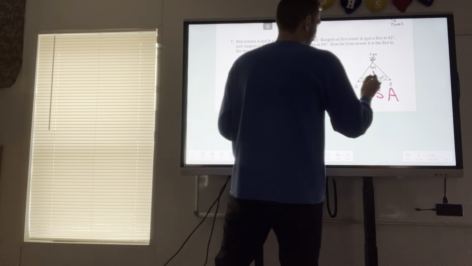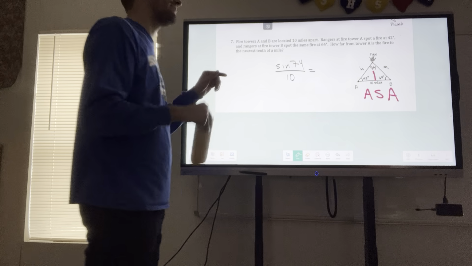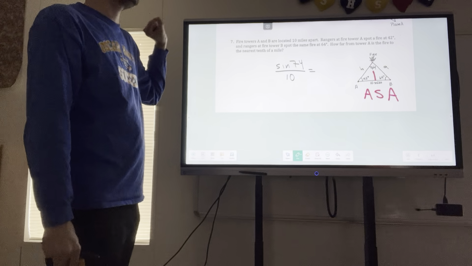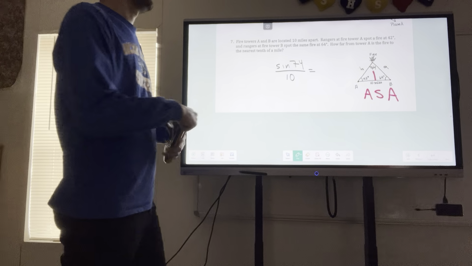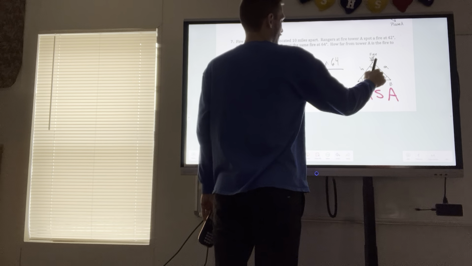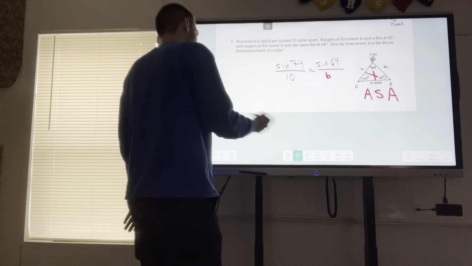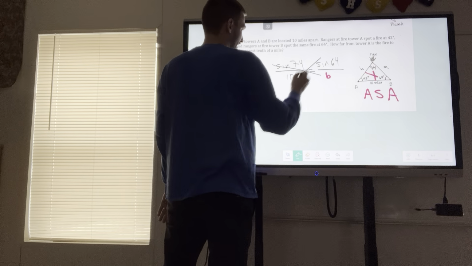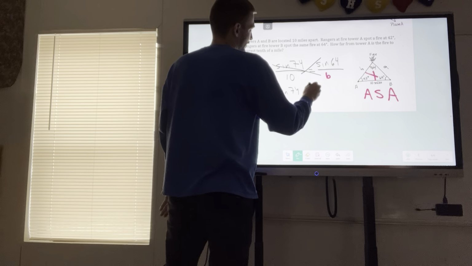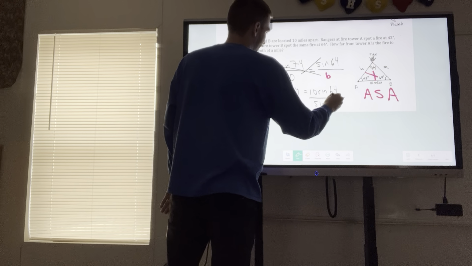Now, if we use our letters here, and I put a little baby A over here and a little baby B over here, are we trying to find side A or are we trying to find side B? B. We're actually looking for side B. And so, we want to go for sine 64 over B. Just like we did before, do some cross multiplying. B sine 74 equals 10 sine 64. Divide that by sine 74.